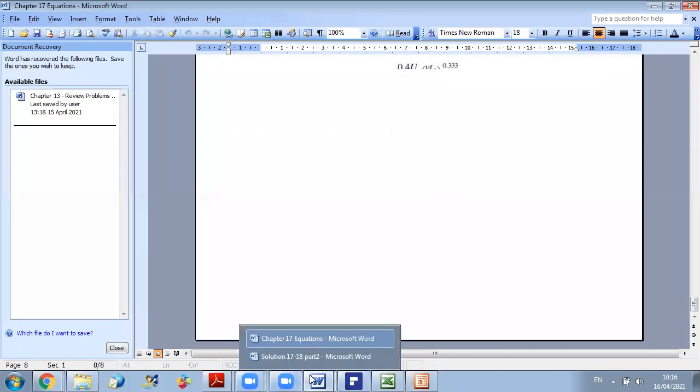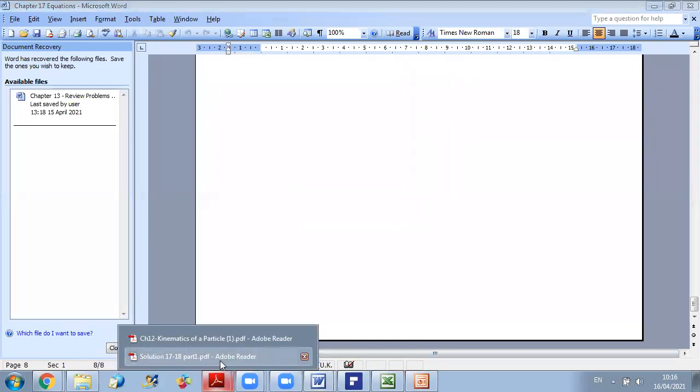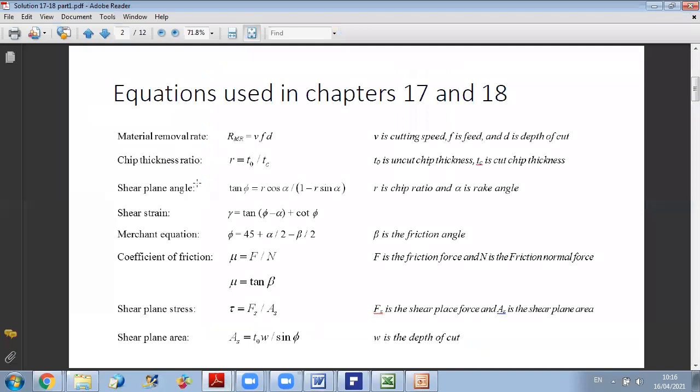So already the equations and problems are posted in the problem section. You can see for each chapter what the main equations are. Plus, before the solution of problems, we have a summary of the main equations used. So these are the main equations used in these chapters.